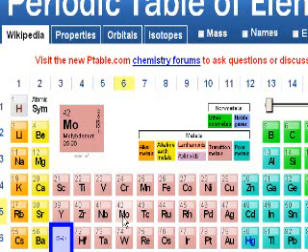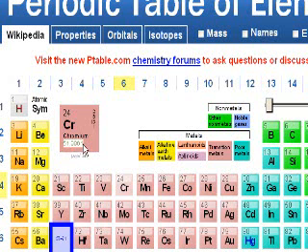So that's pretty easy. You look at any element, molybdenum, we see here. Let's say chromium. We see its atomic mass is roughly 52. So if I have a mole of it, if I have roughly 6 times 10 to the 23 of it, that much will have a mass of 52 grams. So that's how we think about a mole.